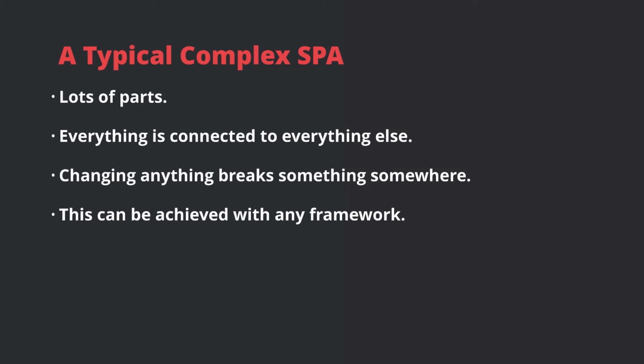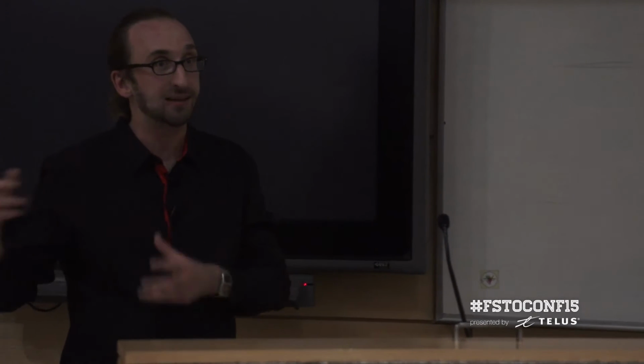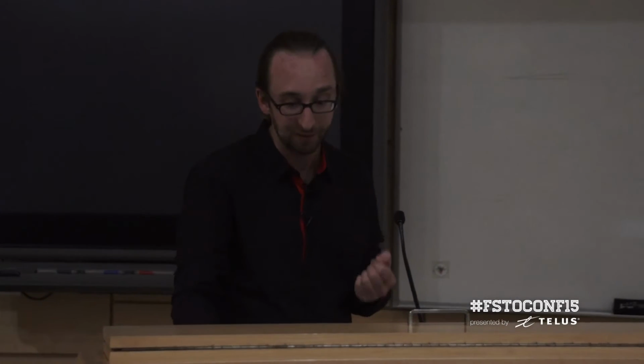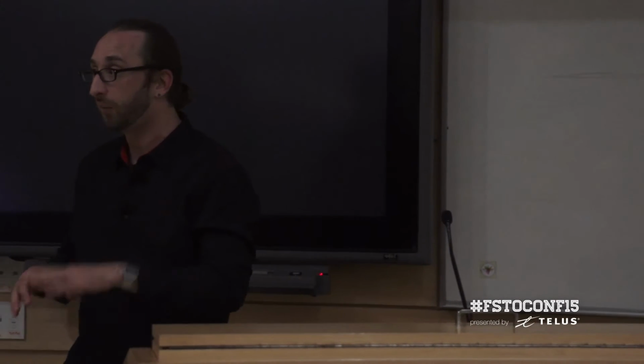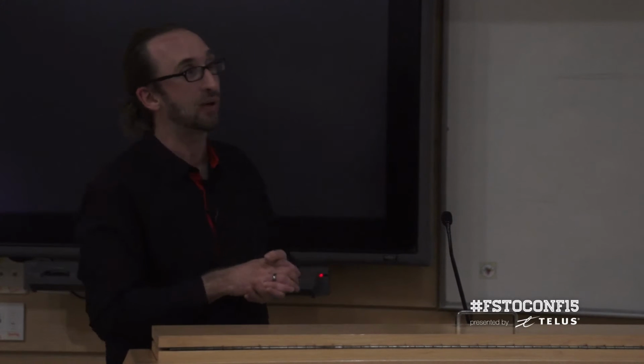A typical complex single-page application today looks roughly like this. You have lots of parts. Everything is somehow connected to everything else, because you start off thinking that it's going to be all neatly compartmentalized, but eventually it turns out that everything needs to talk to everything else. As a result, changing anything somewhere ends up breaking something somewhere else. This is where increasing the scope of your application becomes increasingly difficult. The important thing to keep in mind is that this mess can be achieved with any framework. You could build an application like that with Angular. You can build a mess like that with React. Not to mention, you can easily build a mess like that with any of the earlier frameworks.